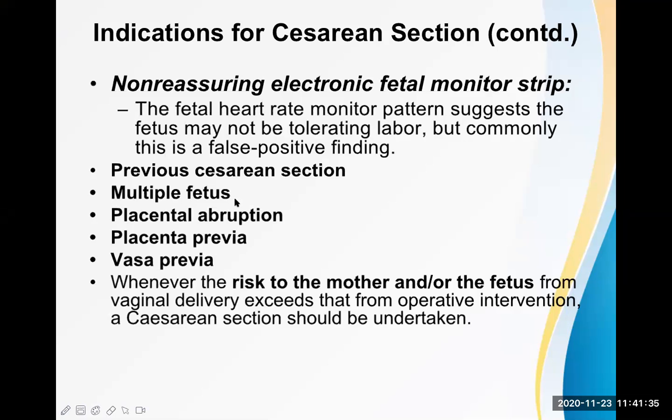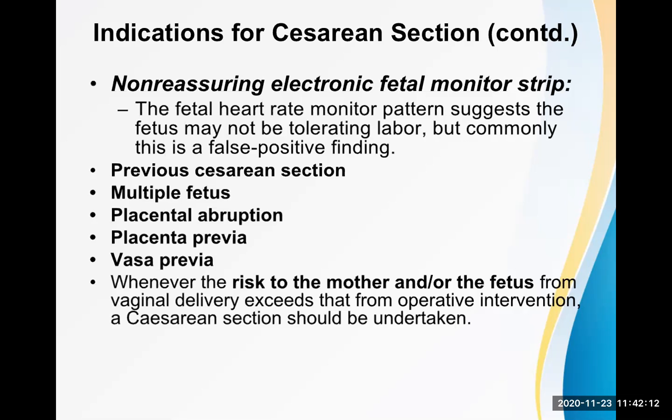If there are multiple fetuses, okay, that can be an indication for cesarean section. Placental abruption, abruptio placentae, okay, this is one of the causes of antepartum hemorrhage. Cesarean section is a common modality of delivery. Placenta previa, especially grade 3 and 4 type of placenta previa, cesarean section has to be done. Vasa previa, cesarean section is done. And whenever the risk to the mother or the fetus from vaginal delivery exceeds that from operative intervention, a cesarean section should be undertaken.